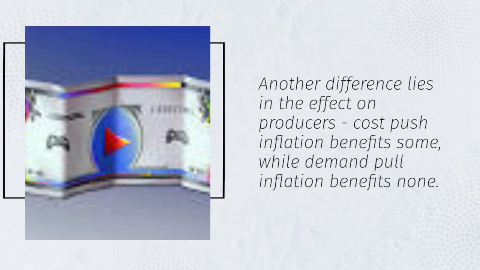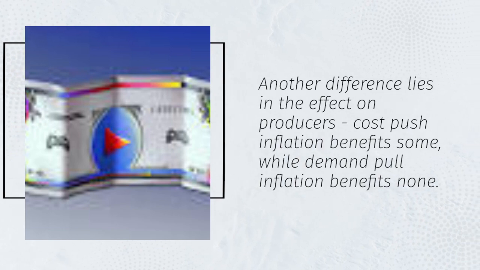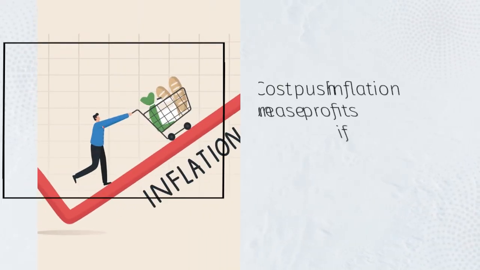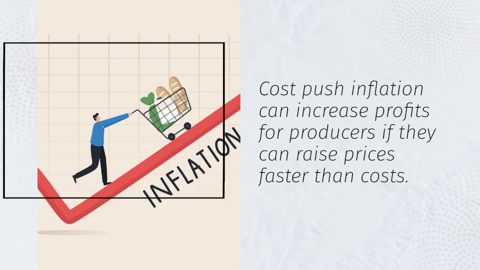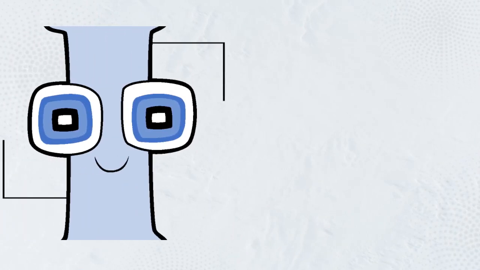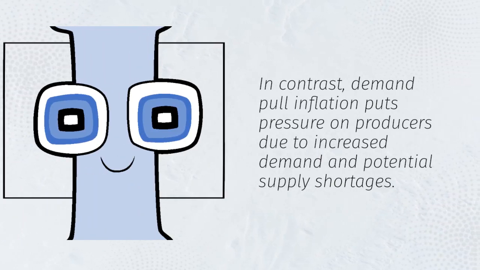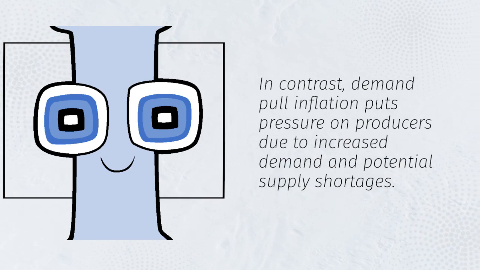Another difference lies in the effect on producers. Cost push inflation benefits some, while demand pull inflation benefits none. Cost push inflation can increase profits for producers if they can raise prices faster than costs. In contrast, demand pull inflation puts pressure on producers due to increased demand and potential supply shortages.